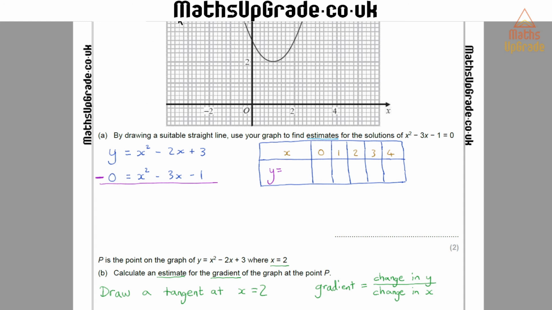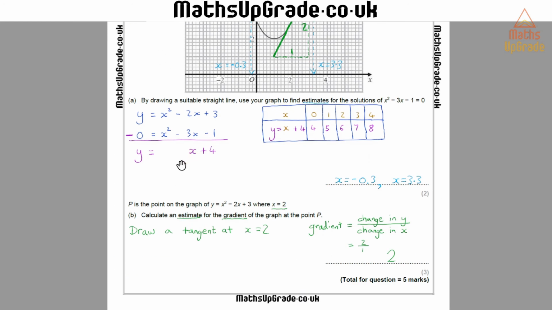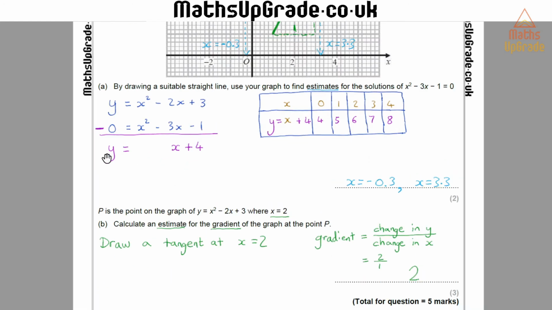So if I subtract these through, I'll get y on this side, x squared cancel, negative 2x subtract negative 3x is the same as negative 2x add 3x, which is 1x. 3 subtract negative 1 is the same as 3 add 1, which is 4. So y equals x plus 4. So if I draw the line of y equals x plus 4, I'll get the solutions for this equation here.